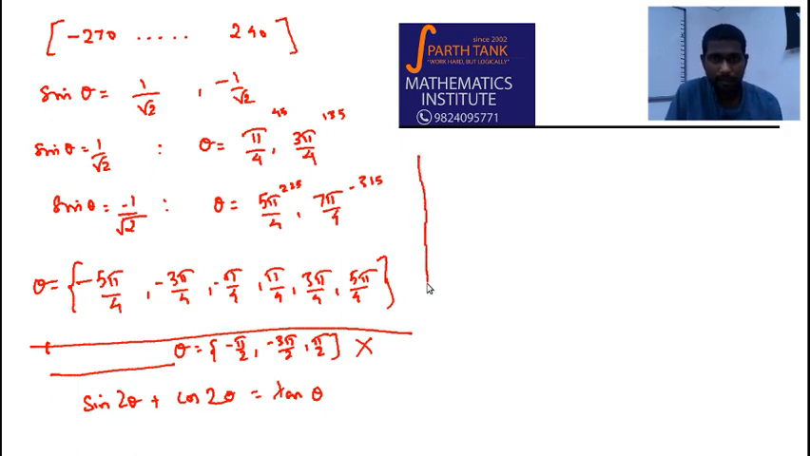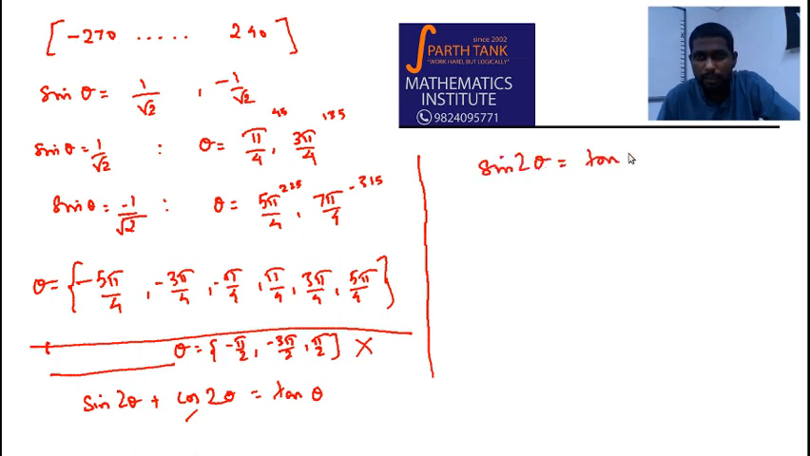Let us check. Cos of 2 theta for all these numbers is going to become 0, because it will be cos 5 pi by 2, cos 3 pi by 2, cos pi by 2, cos minus pi by 2 and all that. So for all these values cos 2 theta will be 0. So I should check whether sin 2 theta is equal to tan theta.